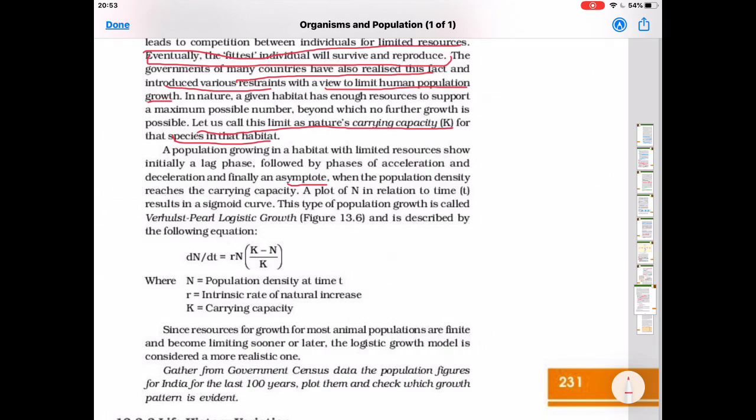When the population density reaches the carrying capacity, the maximum number of organisms in that habitat, the curve becomes stable and does not grow further. A plot of N in relation to time t results in a sigmoid curve. If you see figure 13.5, the graph B shows the sigmoid curve. It is also known as the S-shaped curve.